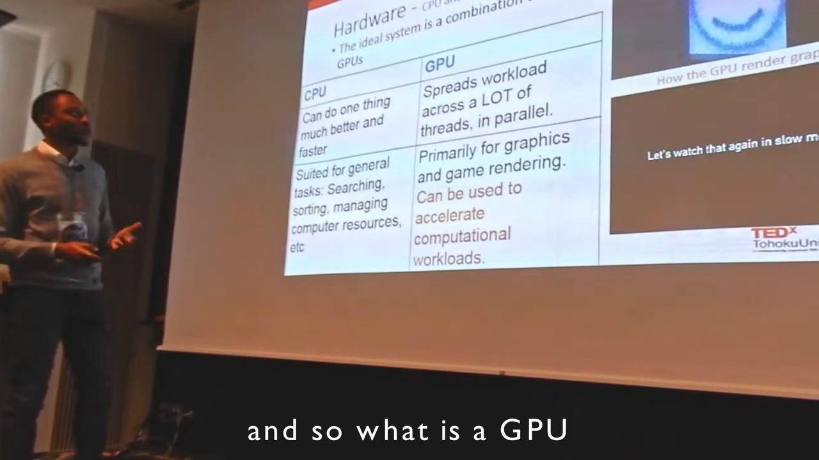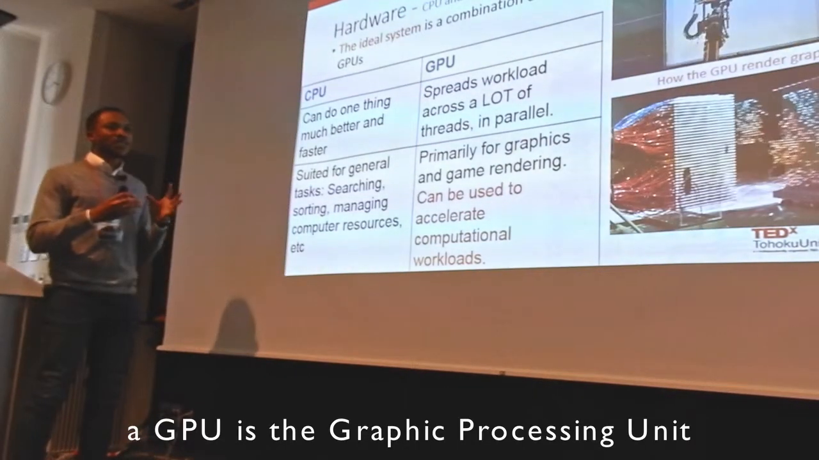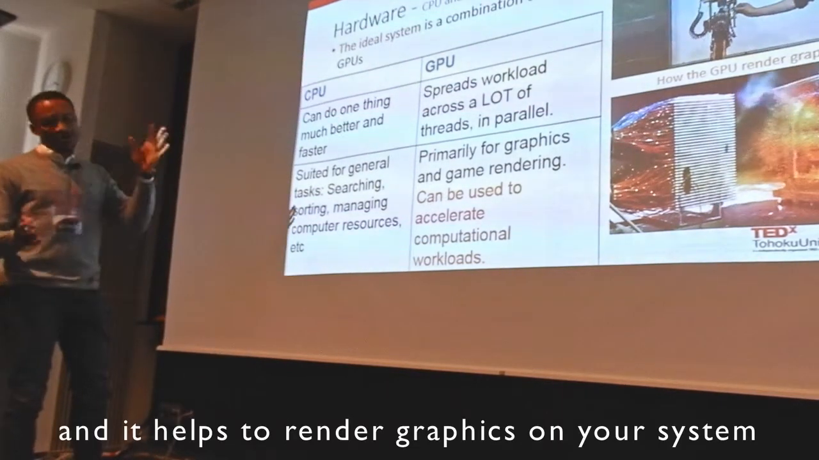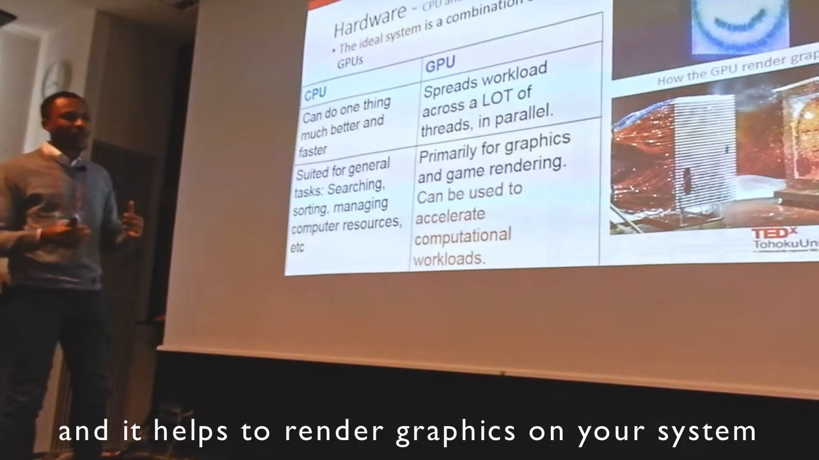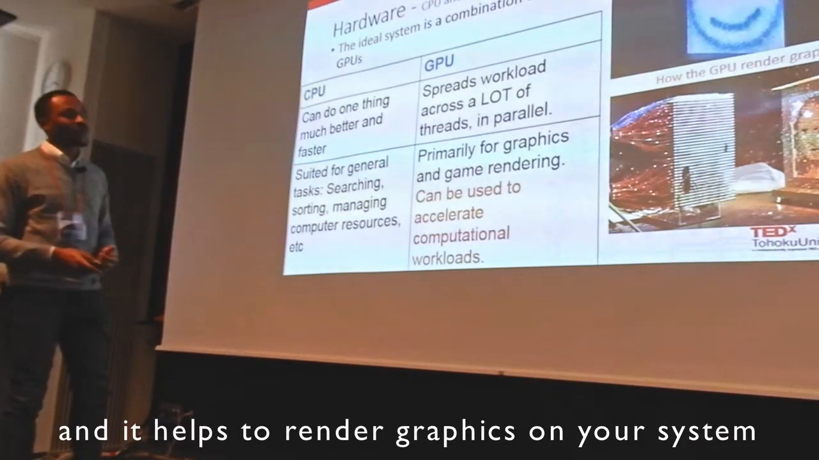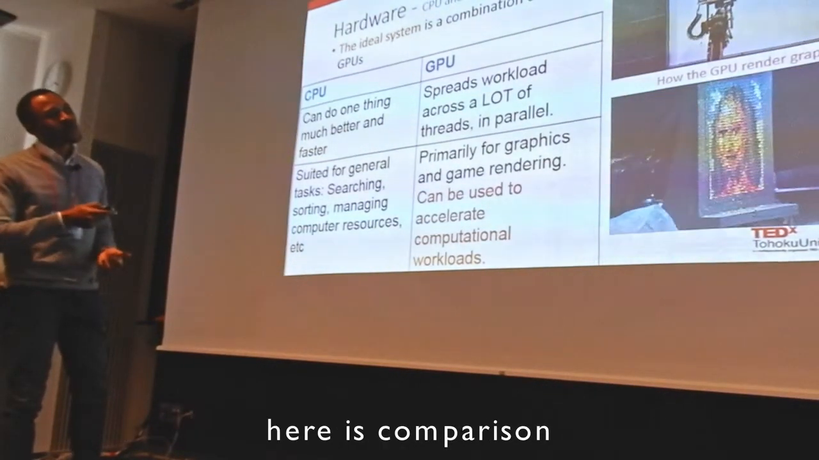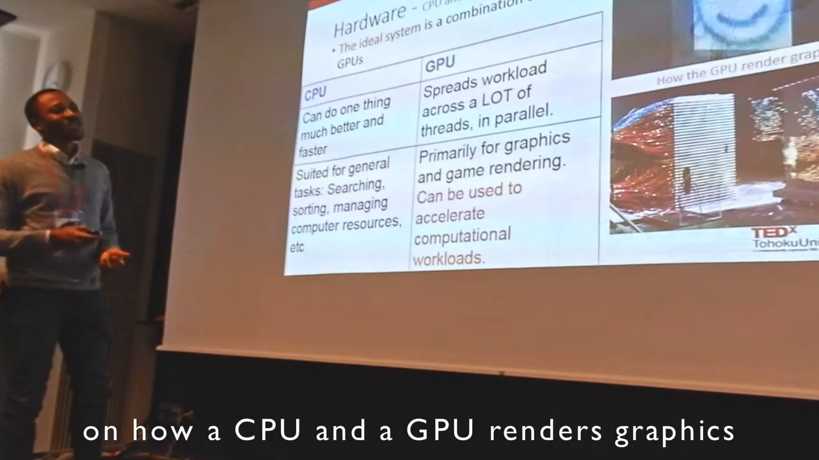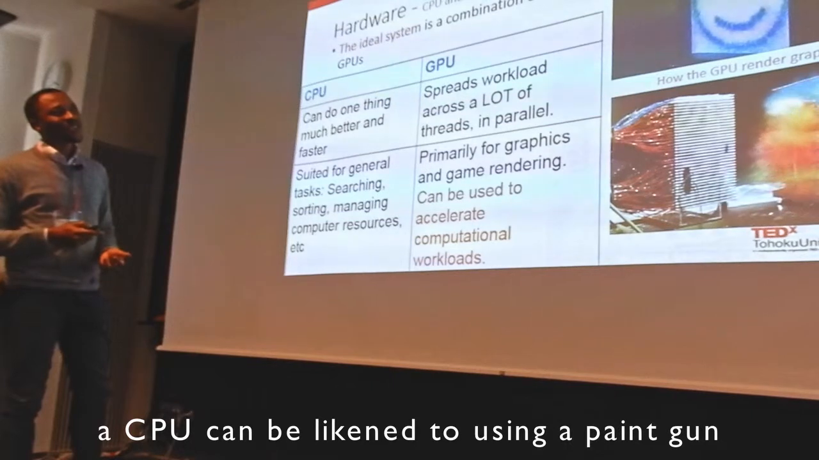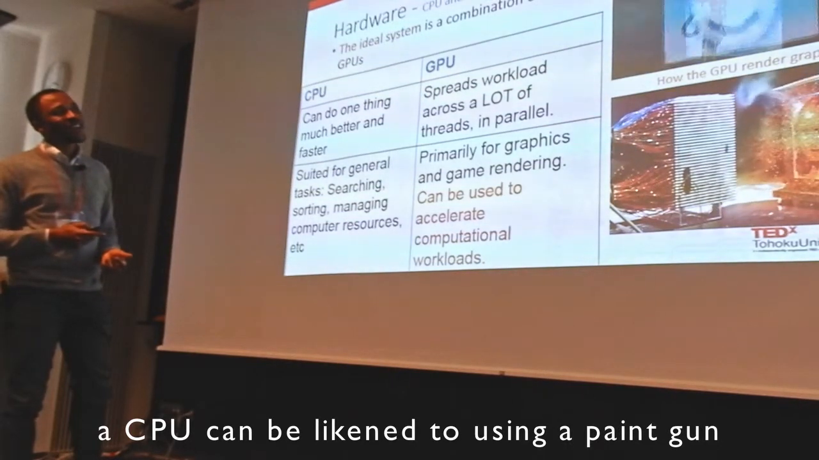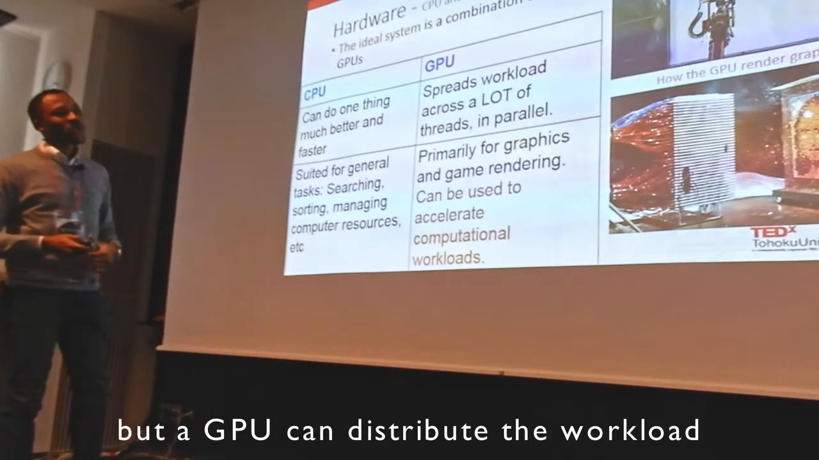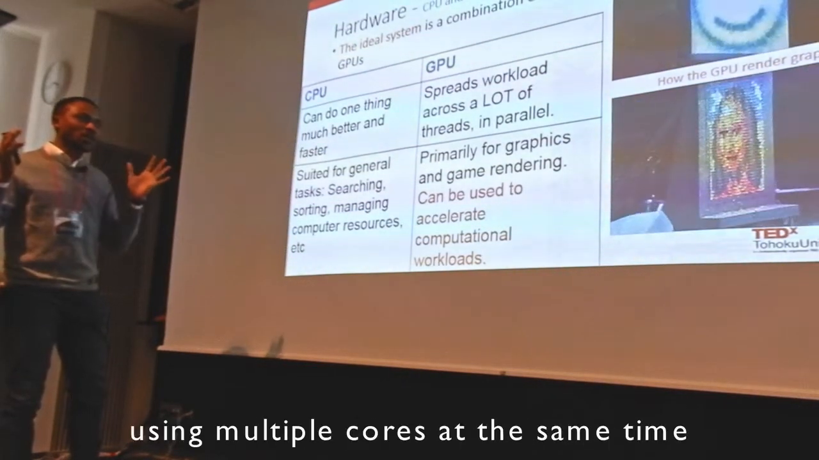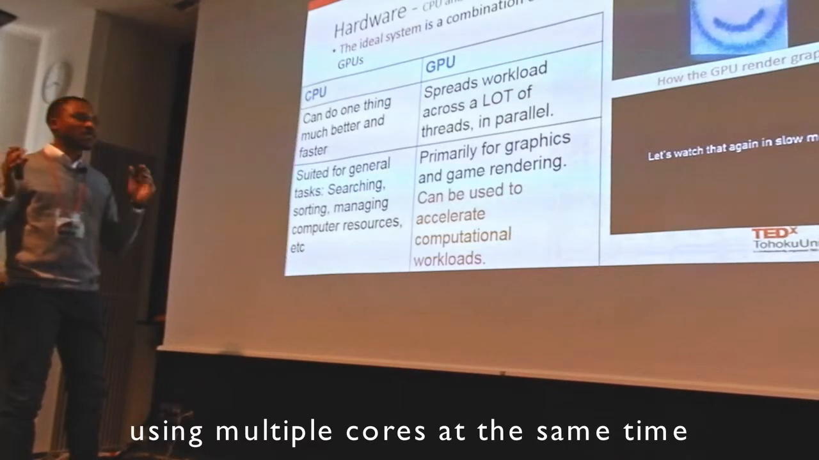And so what is a GPU? A GPU is a graphic processing unit, basically. And it helps to render graphics in your system. And this is a comparison, basically, of how a CPU and a GPU render graphics. And a CPU does it like this, like using a paint gun. And a GPU can distribute the workload of graphics rendering using multiple cores at the same time.